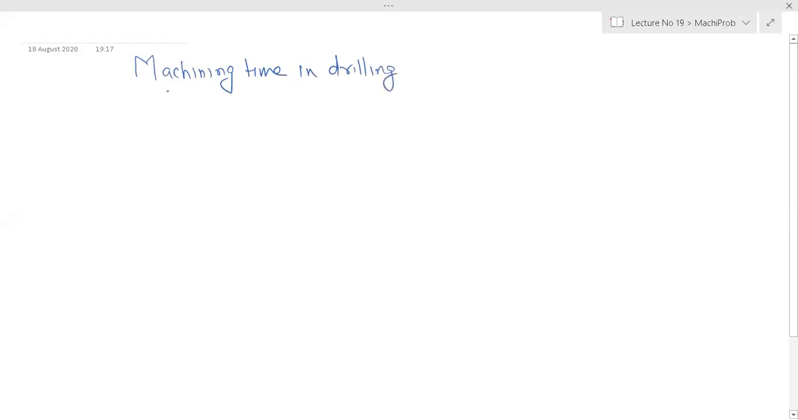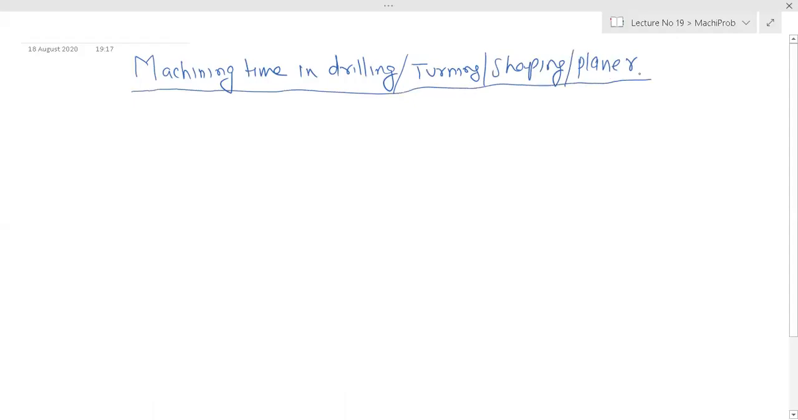So one topic is machining time in drilling, turning, shaping, or in a planer. We'll discuss this. Okay. So this is an important topic. GATE has asked many questions from this concept. So we'll discuss this.